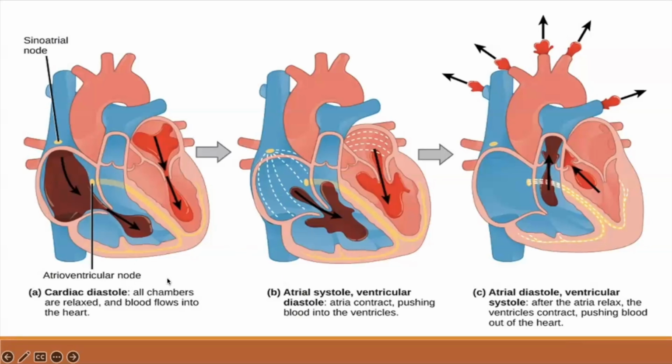So cardiac diastole, all the chambers are relaxed, the blood is flowing into the heart. Atrial systole and ventricular diastole. Atrial systole, the blood is squeezing from the atria into the ventricles. And atrial diastole and ventricular systole, the left and the right atria are at rest, and the ventricles contract and they push blood out of the heart. So imagine that cycle. That is the cycle that is going on there.